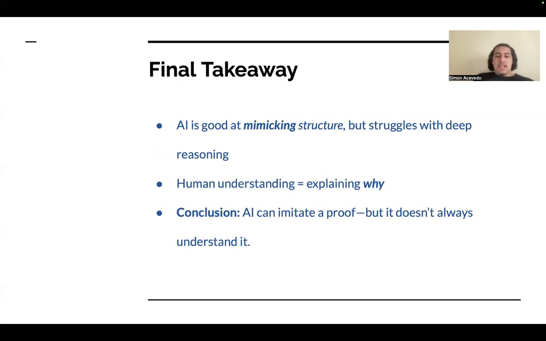So what's the final takeaway of all this? The final takeaway is that AI is good at mimicking structure, but it struggles with deep reasoning, right? That human understanding, where we can explain why something is true, is the deep reasoning that AI still lacks. That is what makes a proof fully rigorous and complete. So the conclusion is that AI can imitate a proof, but it doesn't always understand it. We still see major limitations in AI when it comes to proof writing, although AI can still generate a really good proof.